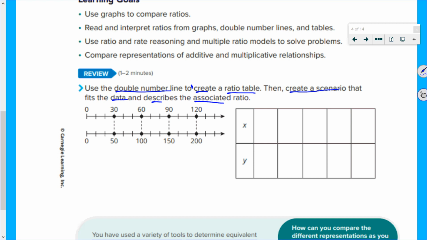So you got 2 parts. You're creating a ratio table, and basically I'm asking you to build a word problem. Build a word problem that's going to compare these numbers in a logical manner.